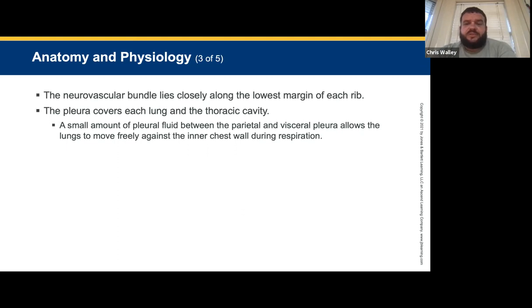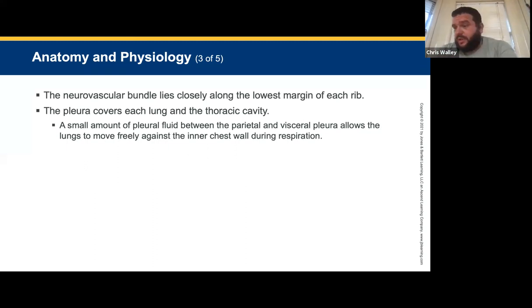The pleura covers each of the lungs and the thoracic cavity, and the parietal pleura is the inner chest wall. The visceral pleura covers the lung, and a small amount of pleural fluid between the parietal and the visceral pleura allows the lungs to move freely against the inner chest wall. It's the one that reduces friction. It doesn't allow it to stick. When you don't have that, that's when you start to have respiratory issues.